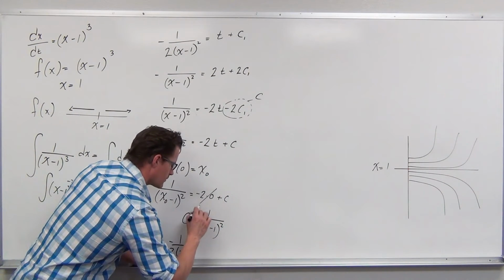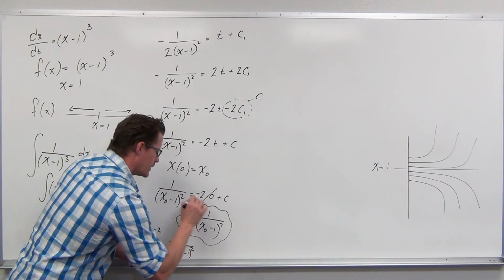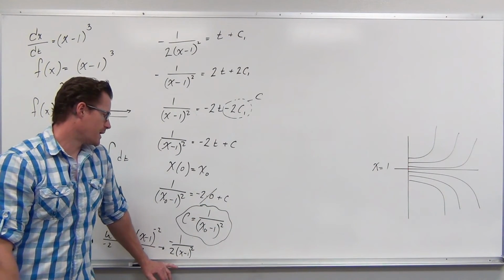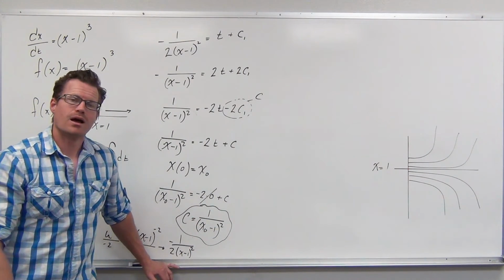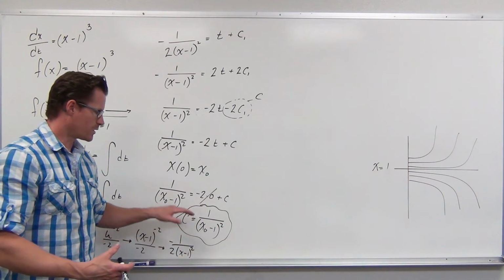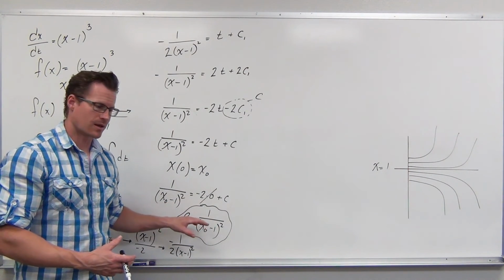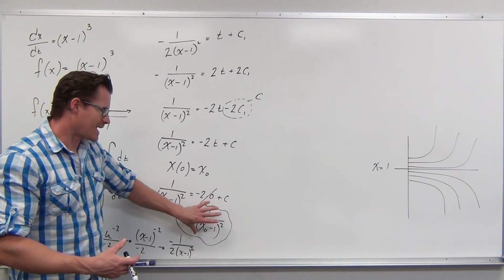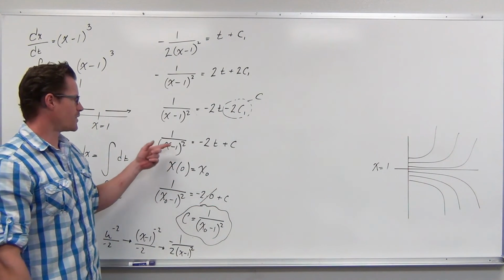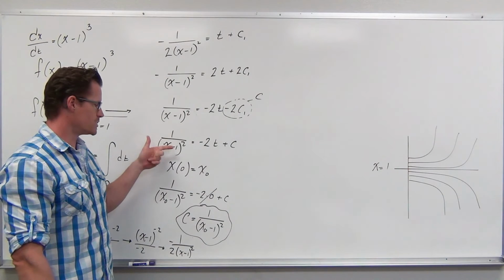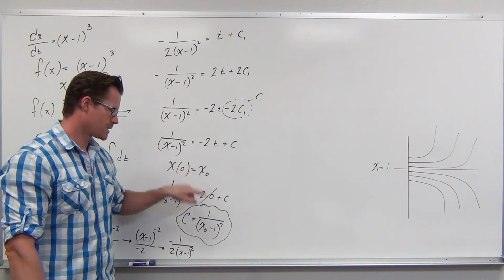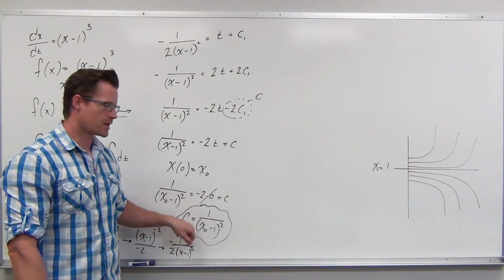It's 1 over x sub 0 minus 1 squared. Now we're going to solve for x, but we're going to wait to plug that in. That's going to be like our little secret over here, that we're going to solve for x from here, but we're going to wait to plug in c, that's right here, to the very end.